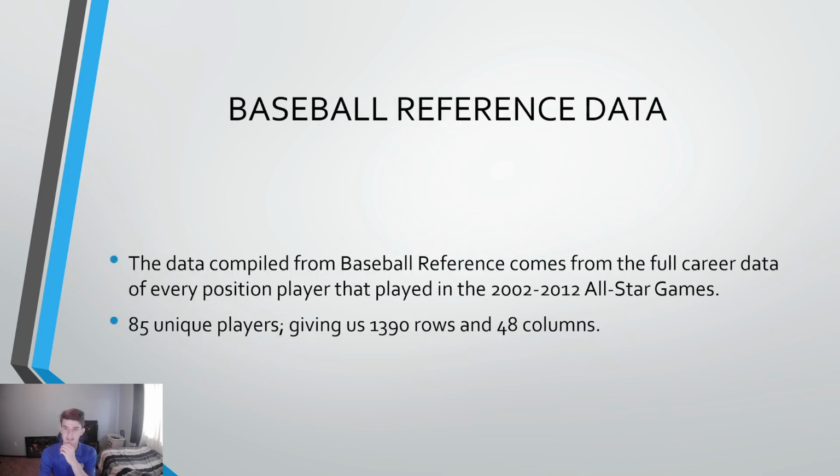So the first data that we're going to look at is the Baseball Reference data. This data is full career data from every position player that played in the 2002 to 2012 All-Star games. So we'll end up with 85 unique players, and obviously they're All-Star players, so they have a lot of career data, which gives us 1,390 rows of data, and we have 48 columns.